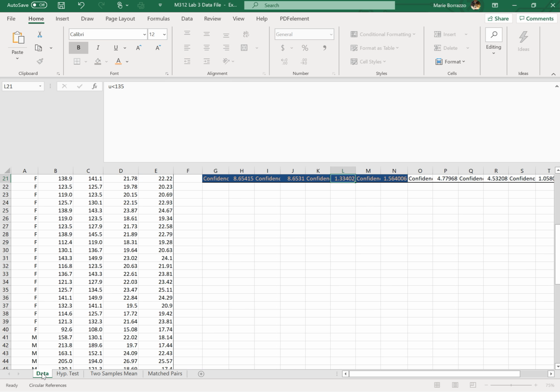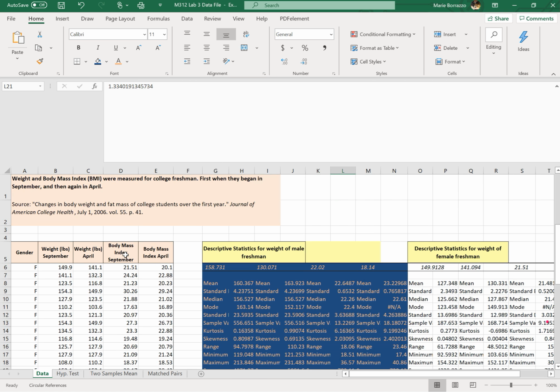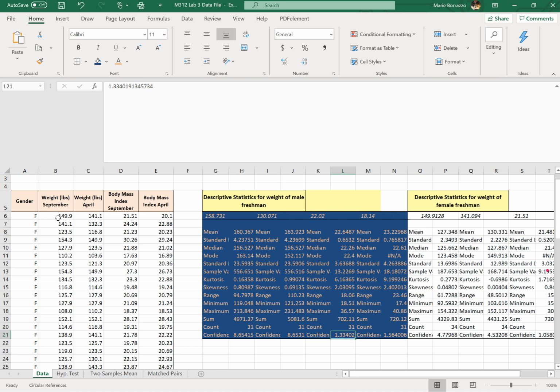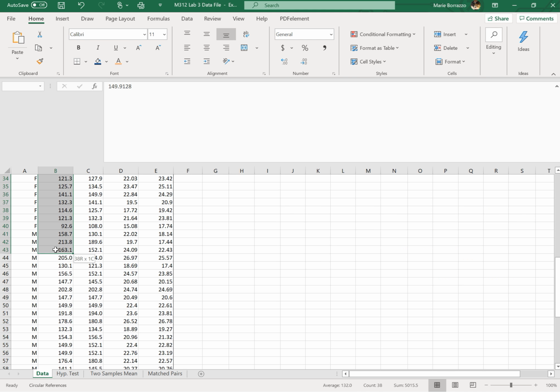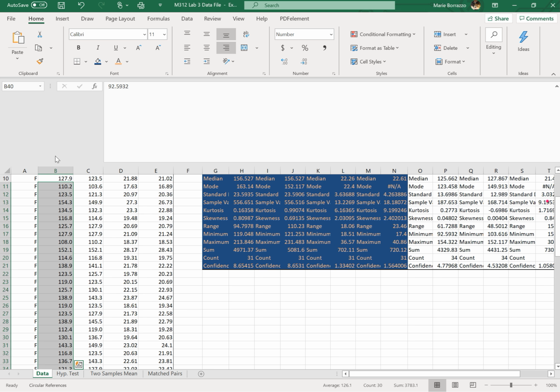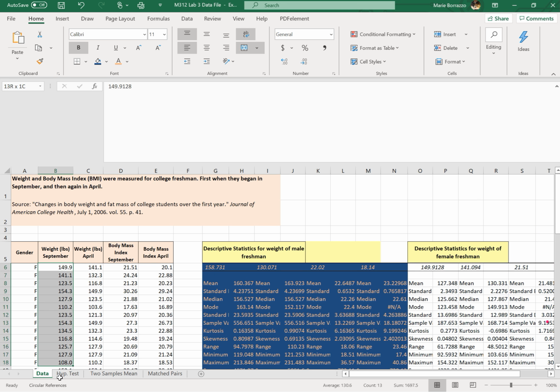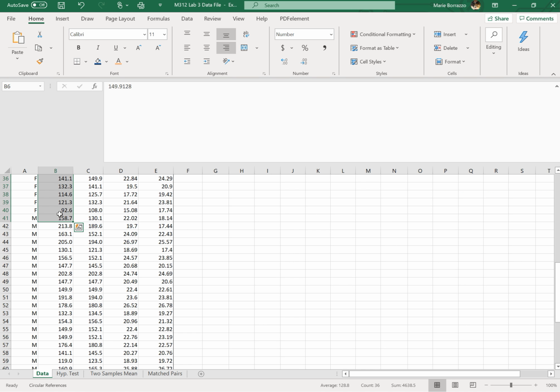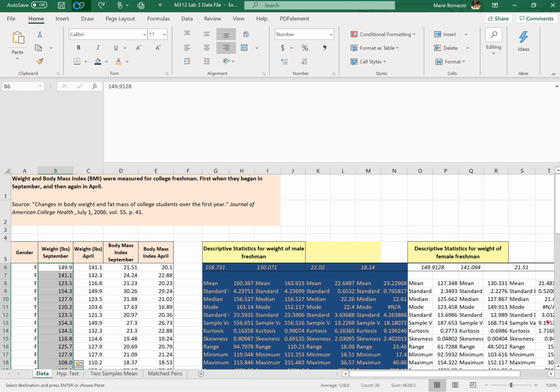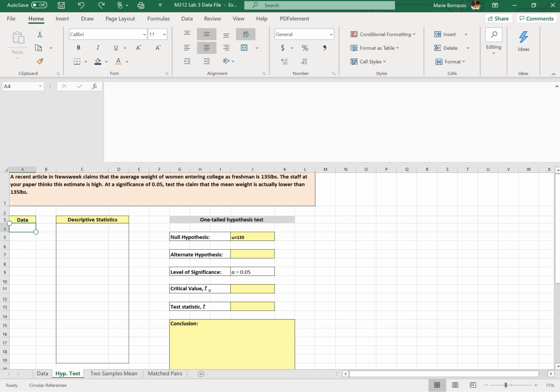So let's go back to our data. Let's look at females. We're looking at females entering college, so that's usually in September. So I'm going to grab this data with control copy, all of this data up to here. Let me go back because I want to get that 157 back for the guys. Go back to my data type. So I'm going to go back to my hypothesis test, and I'm going to drop my data.